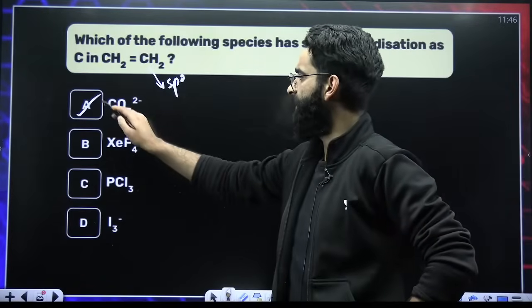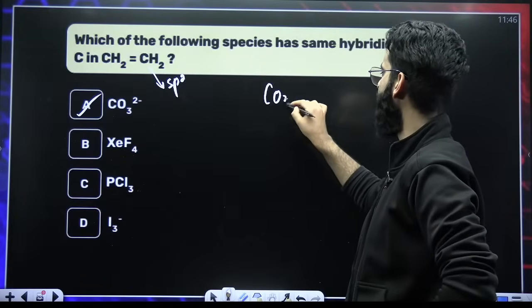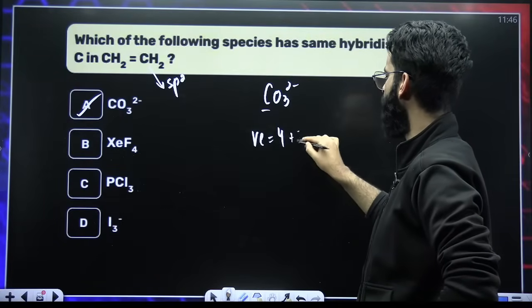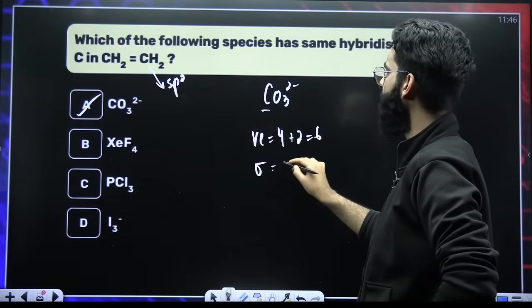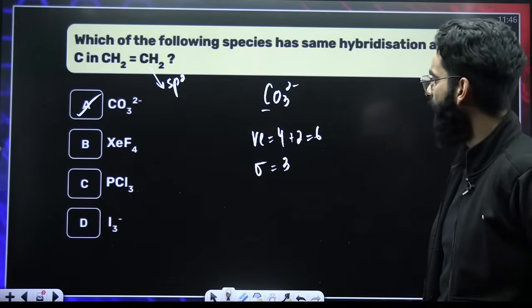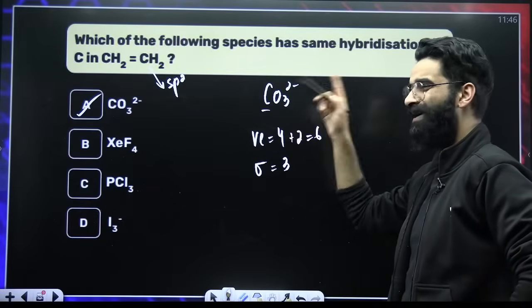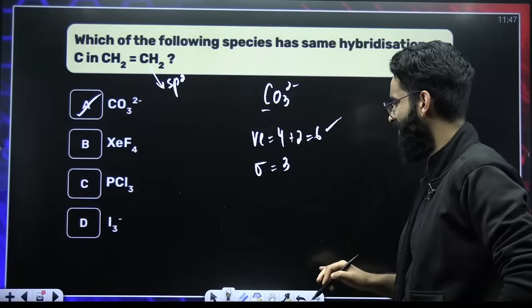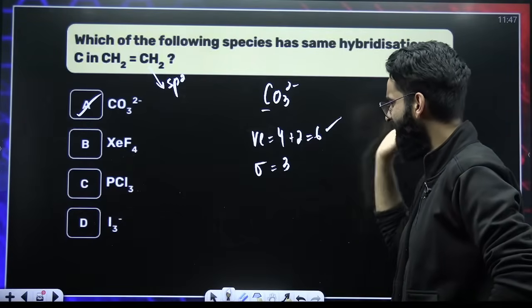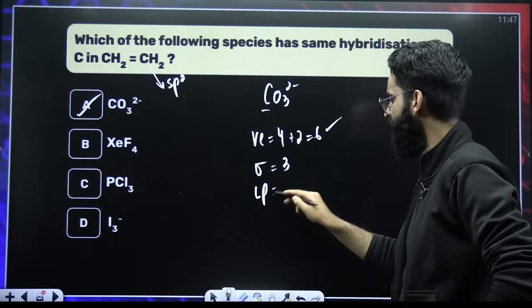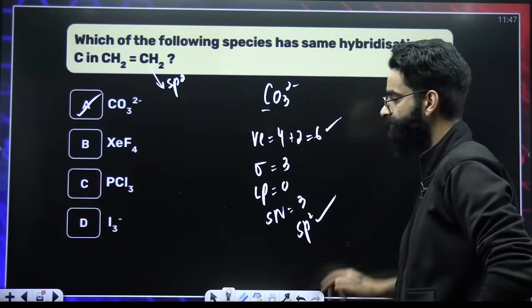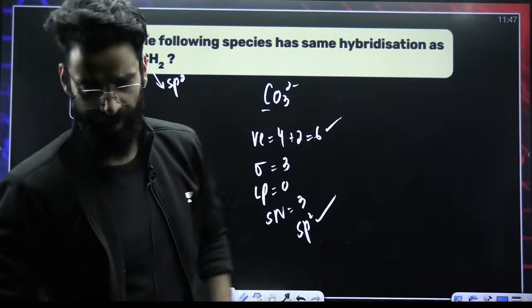If you talk about the first one, let me show you over here. CO3 di-negative, right? Valence electrons of carbon are 4. There's a negative charge, 4 plus 2, 6. Sigma bonds are 3. Now, is there any lone pair? Oxygen is divalent, so consider 2 bonds. So 3 2s are 6, 6 bonds. So all the 6 valence electrons have been used. So lone pair, 0. Steric number 3 plus 0 is 3. Hybridization is sp2.